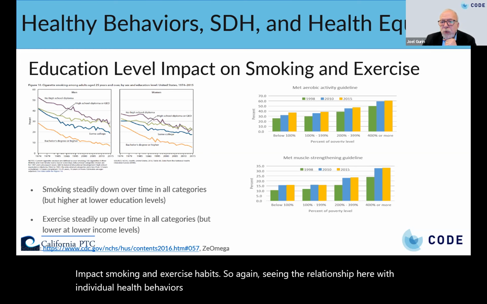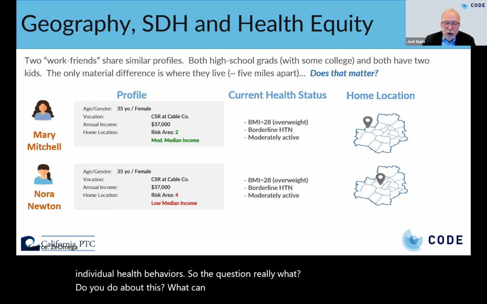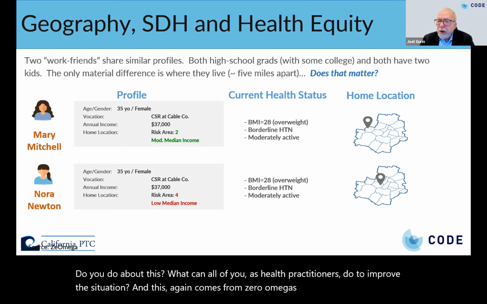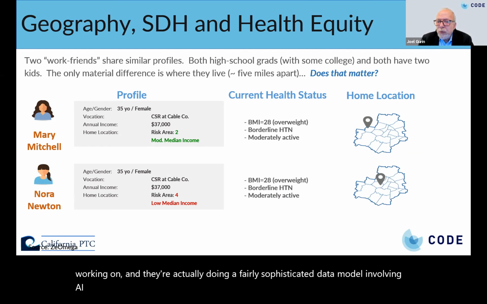So the question really becomes, what do you do about this? What can all of you as health practitioners do to improve the situation? And this again comes from Zeomega's work. The model that they're working on is a fairly sophisticated data model involving AI analysis and so forth, but it really all comes down to clinical care.